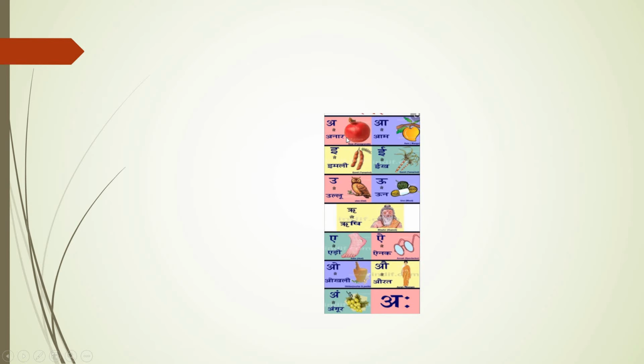Aha. A anar. A am. I imli. I ik. U ullu. U un. R rishi. E edi. I ainak. O okli. Au aurat. Am angur. Aha.